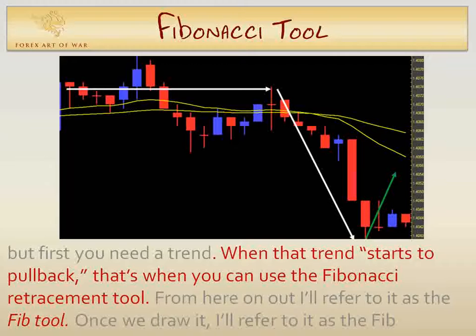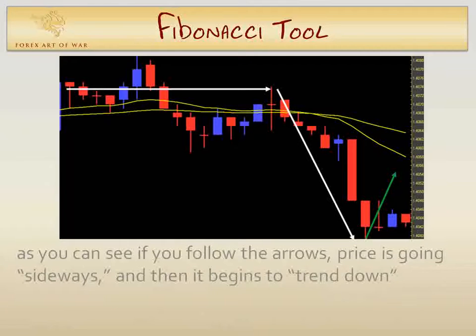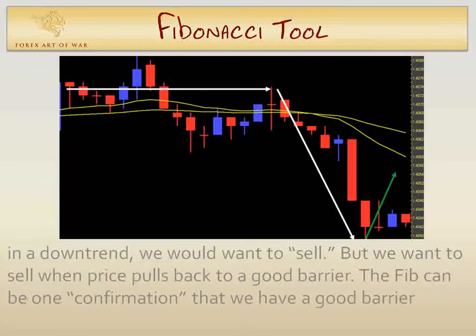From here on out, I'll refer to it as the Fib tool. Once we draw it, I'll refer to it as the Fib. As you can see, if you follow the arrows, price is going sideways and then it begins to trend down. And in a downtrend we would want to sell. But we want to sell when price pulls back to a good barrier. The Fib can be one confirmation that we have a good barrier.